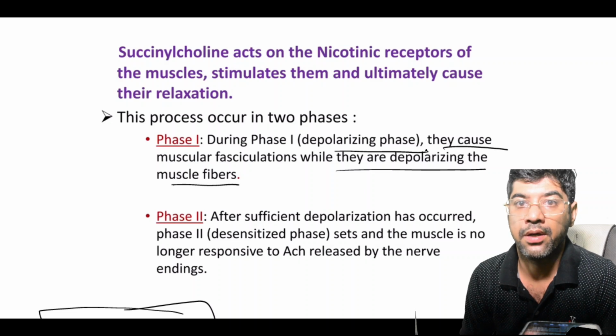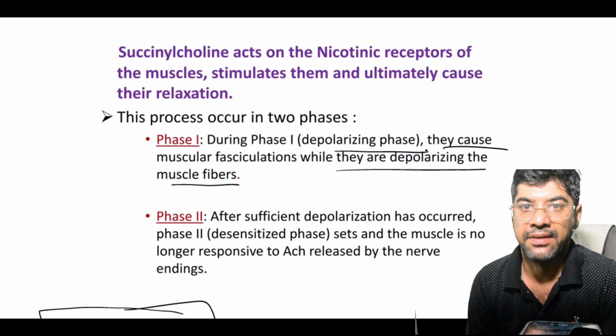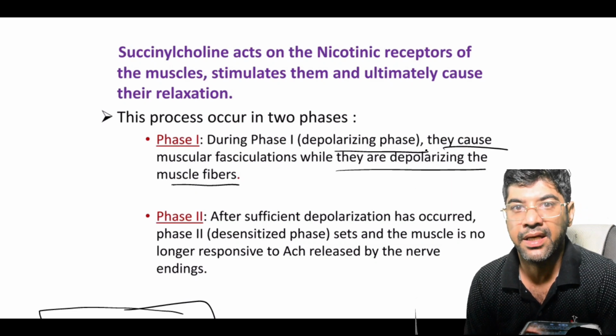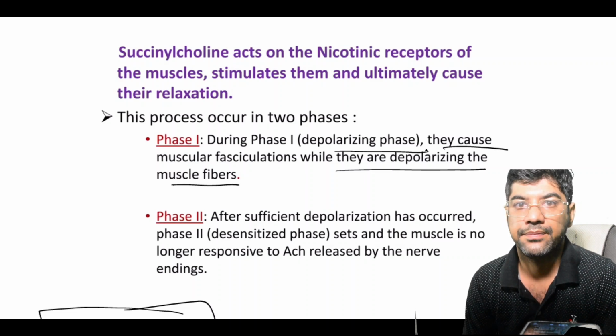The phase 2 block occurs with prolonged use or high dose, leading to desensitization of receptors. So here the muscle fibers will appear repolarized, but the neurotransmitter is still blocked. Recovery is slow and the block can be partially reversed by anticholinesterase. So what is the main difference between phase 1 and phase 2 block? Phase 1 block is due to persistent depolarization with rapid onset, while the phase 2 block occurs with prolonged use, showing receptor desensitization and slower recovery.